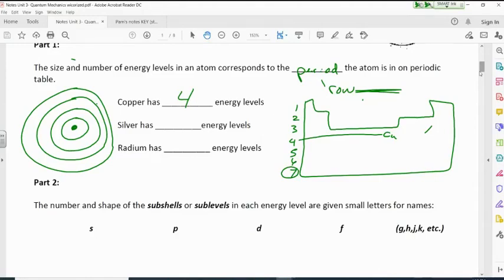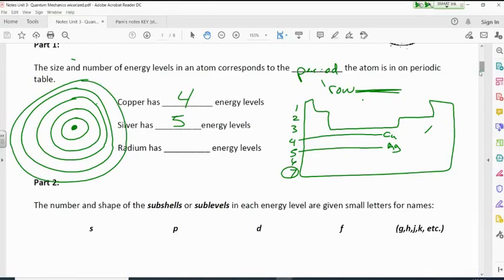Now silver. Silver is right below Cu, so it's in row 5. So it has 5 energy levels. Silver would have 1 more energy level to have electrons. It's a bigger atom.